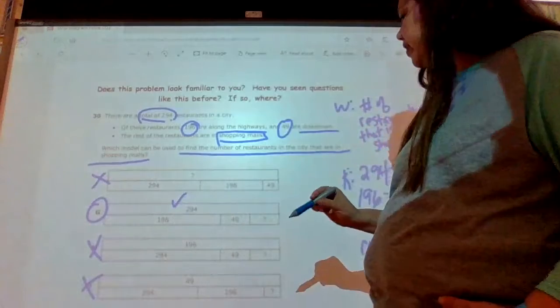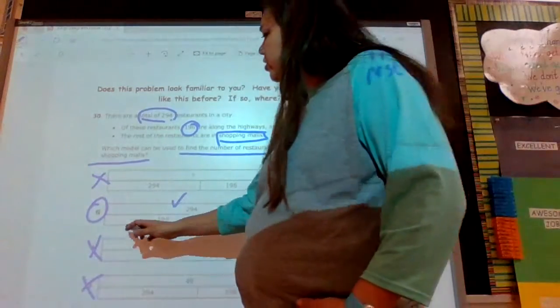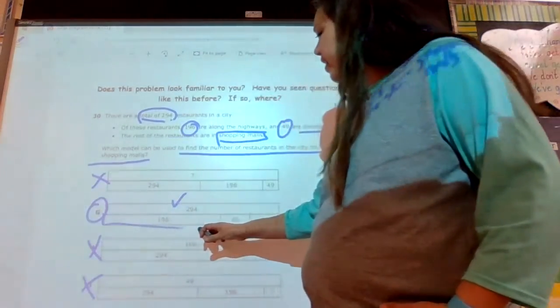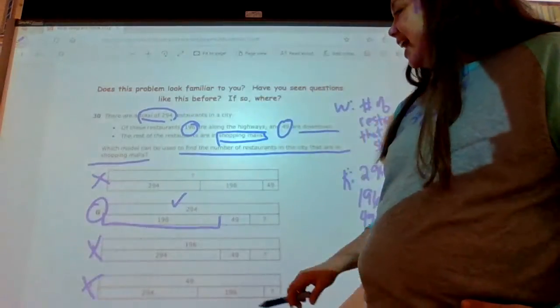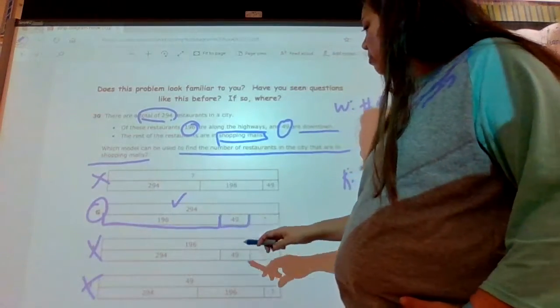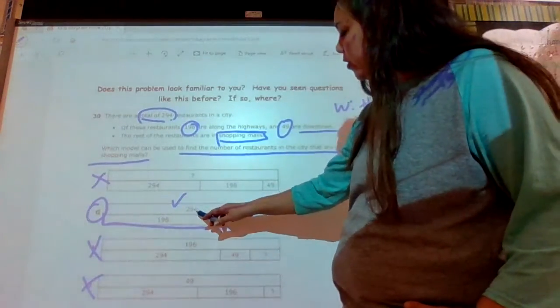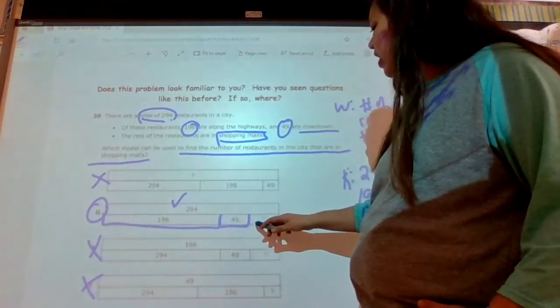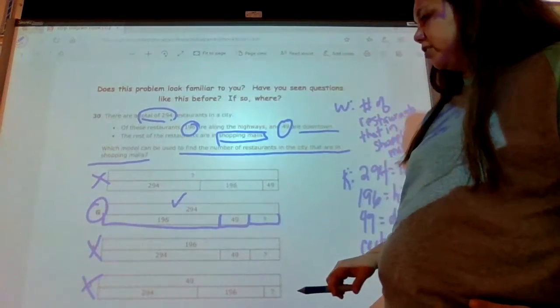But let's think about it. If the entire strip is 294, so that's where they cut this piece. Out of that 294 is 196. And out of that, we also have some, these were along the highways. We also have some of that 294 in downtown, and the rest are in shopping malls. So that was our unknown right here.